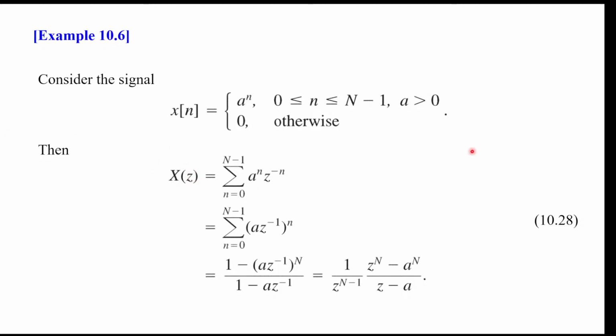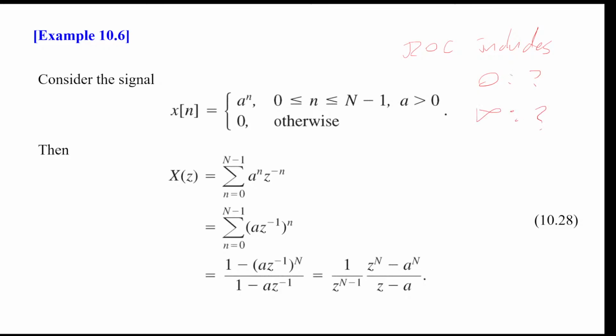I guess before we calculate big X of z, we can already analyze the ROC of x of n. Because it's a finite duration, it should include everything except 0 and infinity. And I guess now we can do voting. Does the ROC include 0 or infinity? ROC includes 0? Infinity?